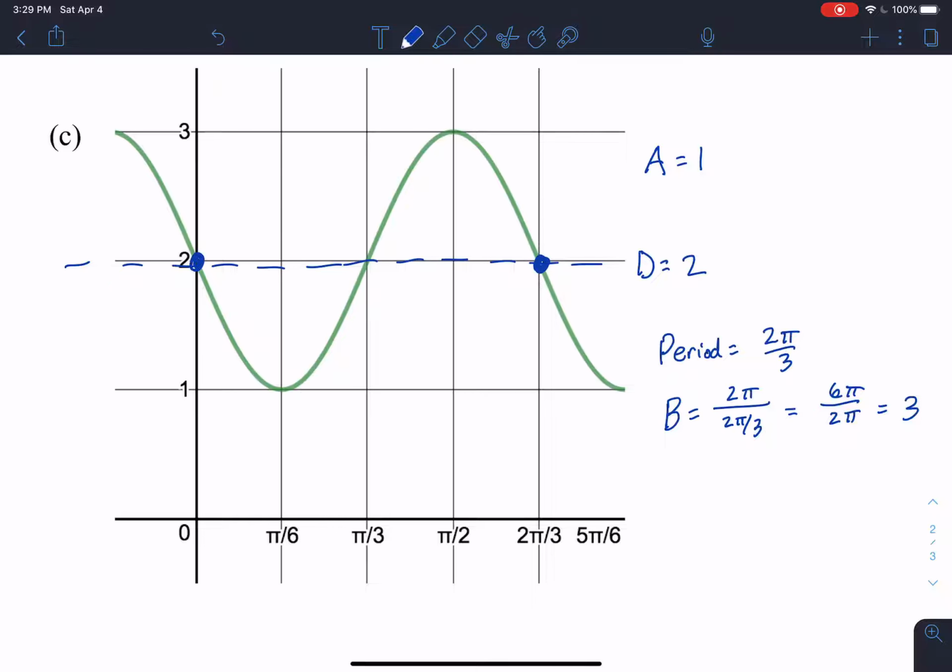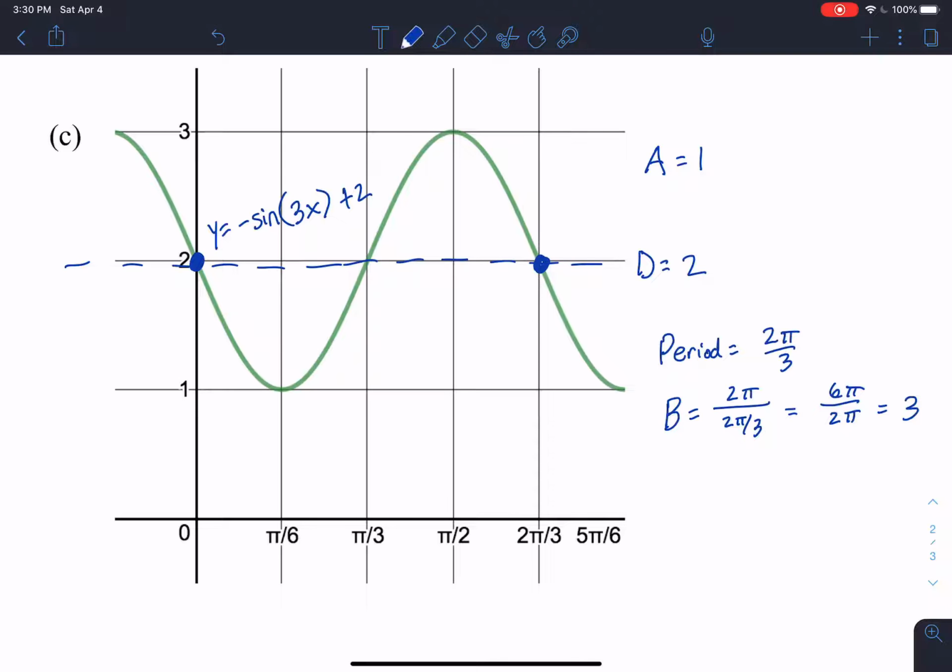So I have the value for b now, and now I can write my equation. Because my graph starts at 0 and then it goes down, this is going to be negative sine. So it's y equals negative sine of the b term, which is 3, no shifts because we're starting at 0, and then plus 2.